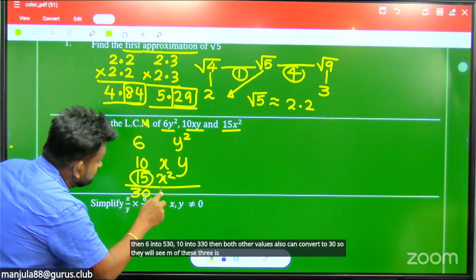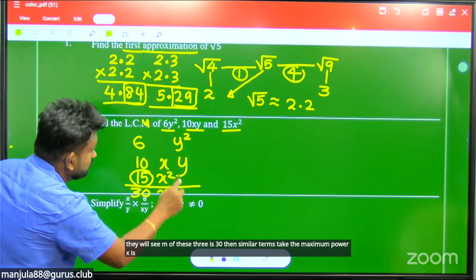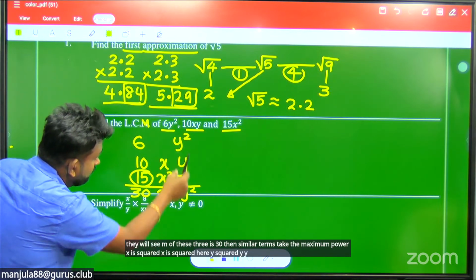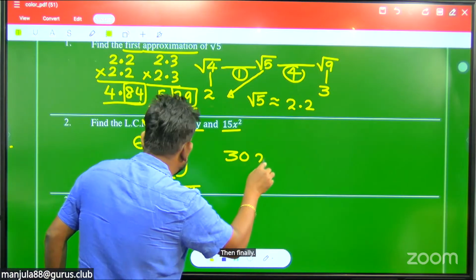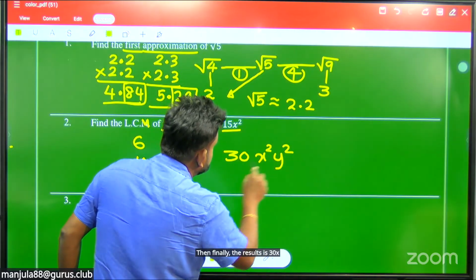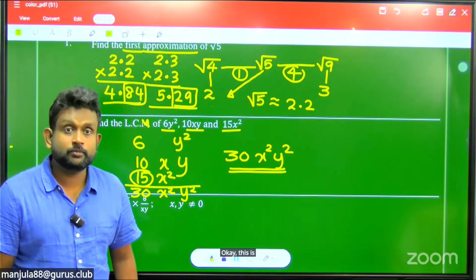Then for similar terms, take the maximum power. x squared, x squared. Here y squared, y squared. Maximum power of each similar term. Then finally the result is 30 x squared y squared, that is the LCM. Okay, this is how you take the LCM of those numbers.